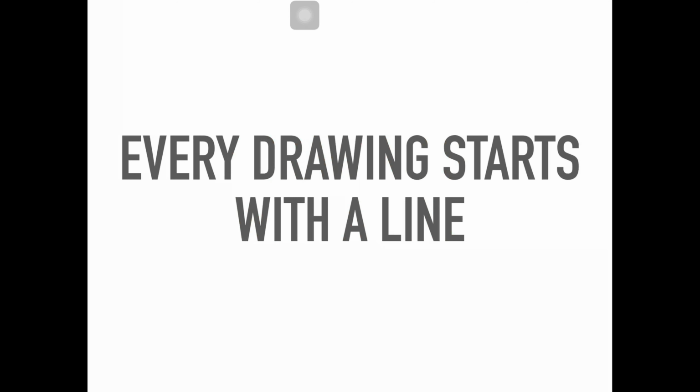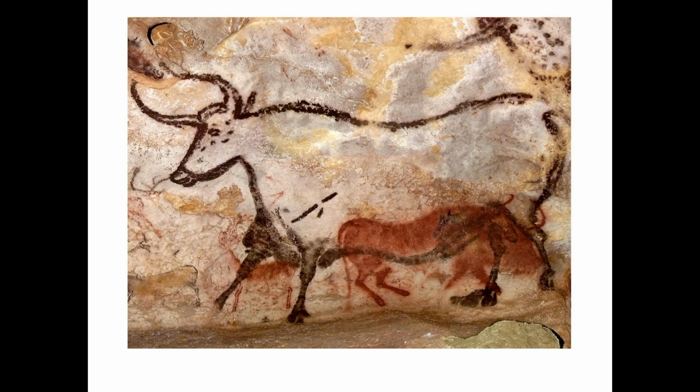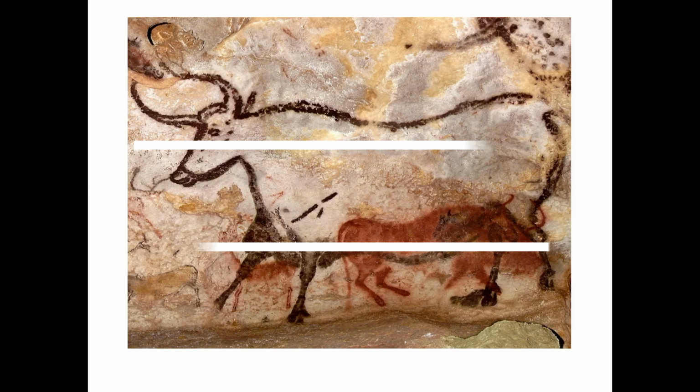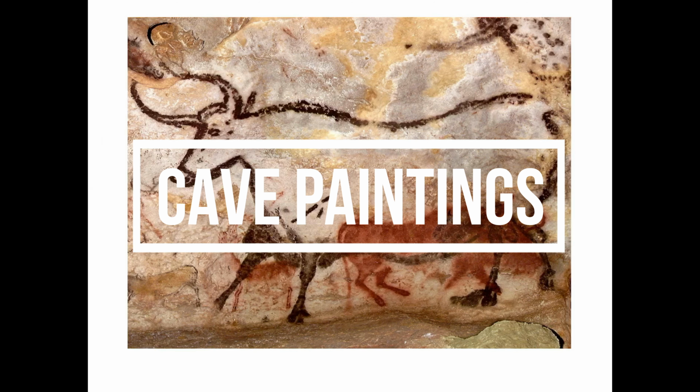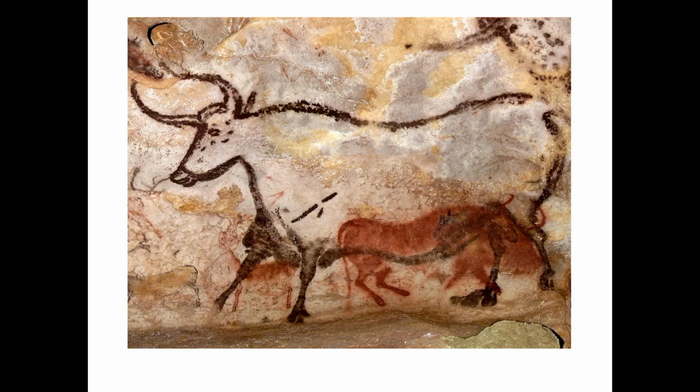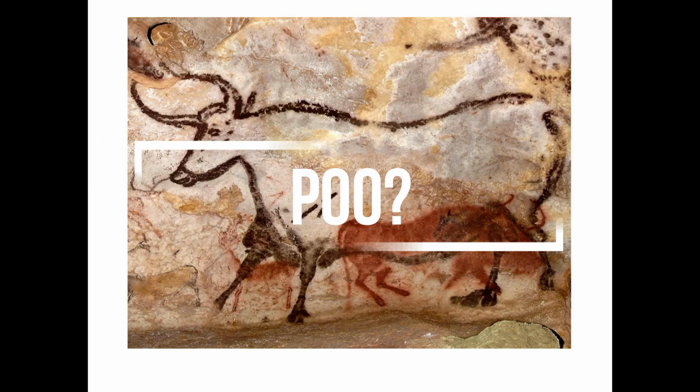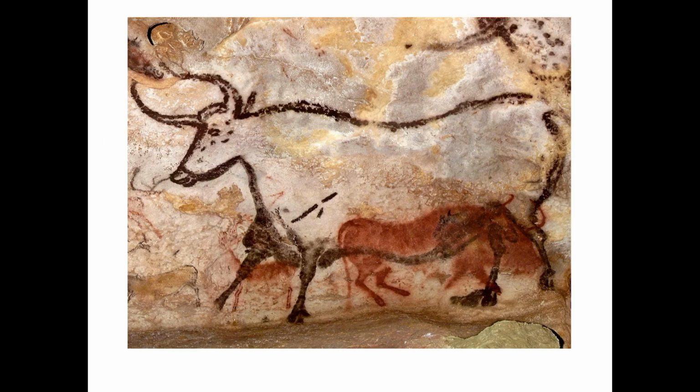Every drawing starts with a line. Almost. To get a better idea of line art, let's go all the way back to some of the oldest drawings known to man, cave paintings. These paintings that have been discovered in caves all around the world date thousands and thousands of years ago. And as you can see in this picture, this particular painting is actually made of lines. The artist here used lines to depict a bovine animal.